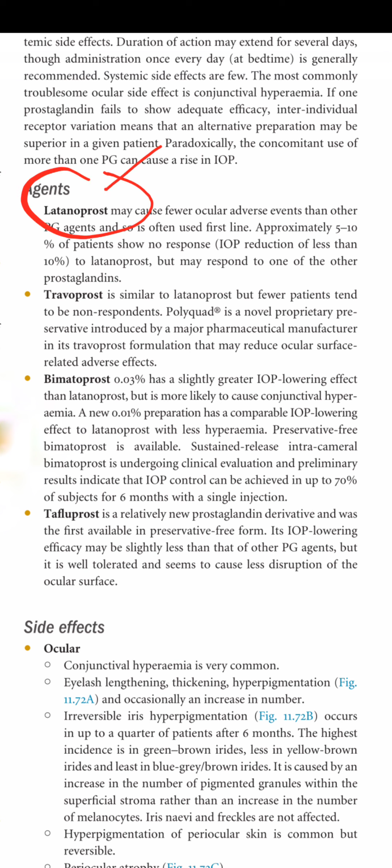Latanoprost, so they are different agents. They are basically from the same class. They are prostaglandins, but they have different efficacy and different side effects. So latanoprost has fewer side effects, and it is used as a first line. Approximately 5 to 10% of patients show no response, with IOP reduction of less than 10% to latanoprost, but may respond to one of the other prostaglandins.